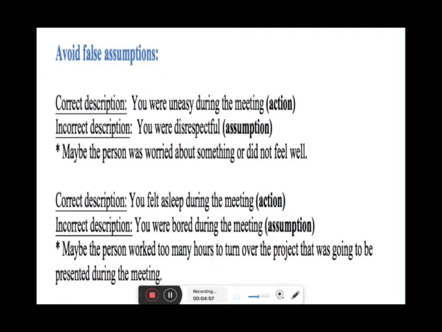Then we have another example. Correct description. You fell asleep during the meeting. Action. This is the action performed. And then incorrect description. You were bored during the meeting. That's the assumption. Maybe the person worked too many hours to turn over the project that was going to be presented during the meeting.